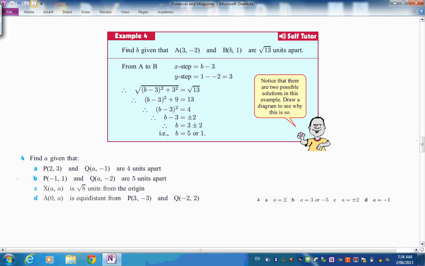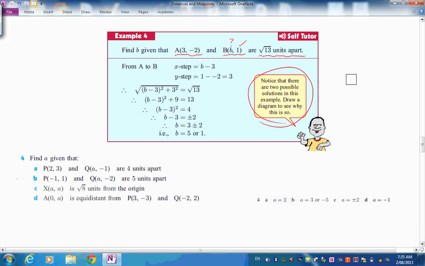Alright, here we go. Here's a puzzle problem for you, where we are told there's this point, but there's a mystery point, B1. We know its Y value, but we don't know its X value. Where would it be if these 2 points are 13 units apart? Well, this dude here says there are 2 possible solutions. Example, draw a diagram, see why this is so.